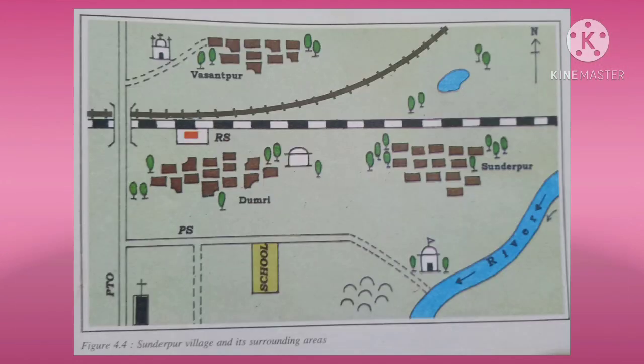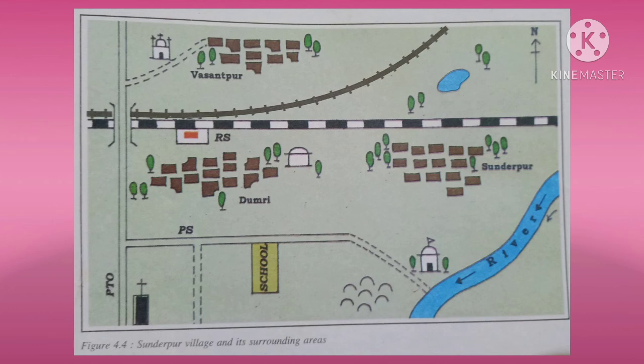Children, look at figure 4.4 in your textbook and find the answers to the following questions. For example, in which direction is the river flowing? What kinds of road pass by the side of village Dumri? All these things you have to find out.